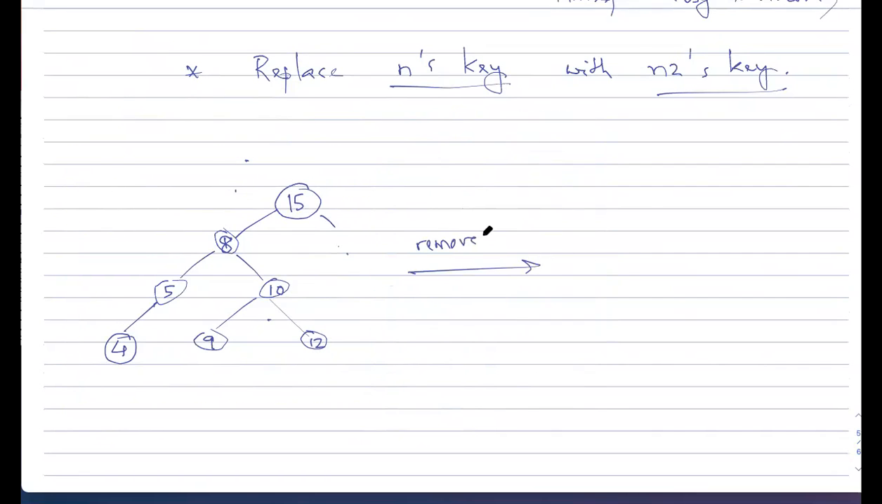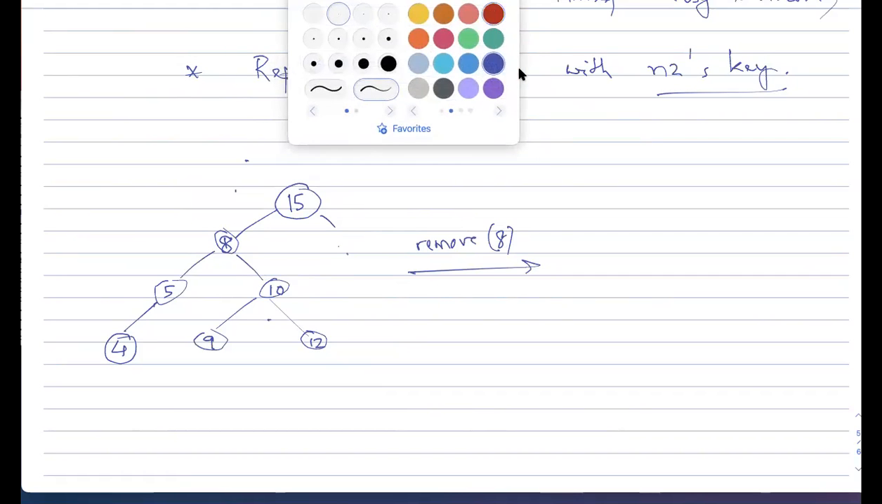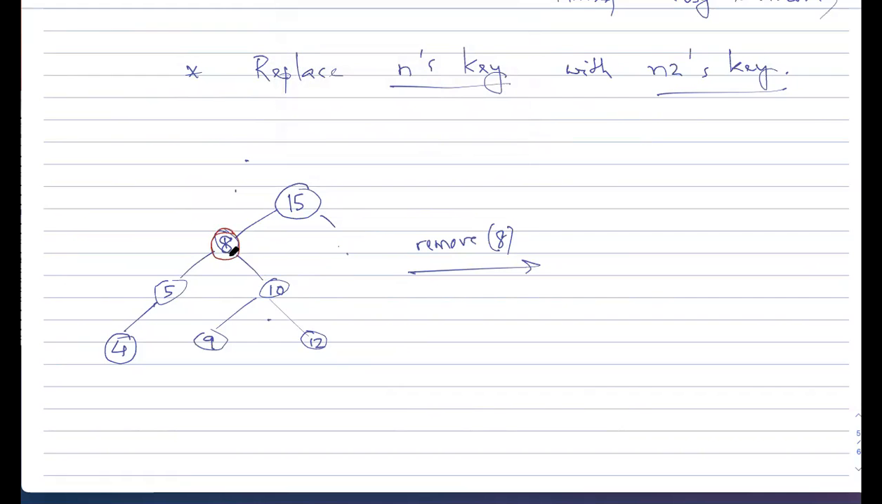So what would be an example here? Remove a node with two children. Suppose you want to remove 8. 8 has two children. So what do we do? We go to the right subtree of 8, and there we find the smallest key. If you keep traversing from this root node, which is 10, you find the smallest key is the leftmost child, which is 9.